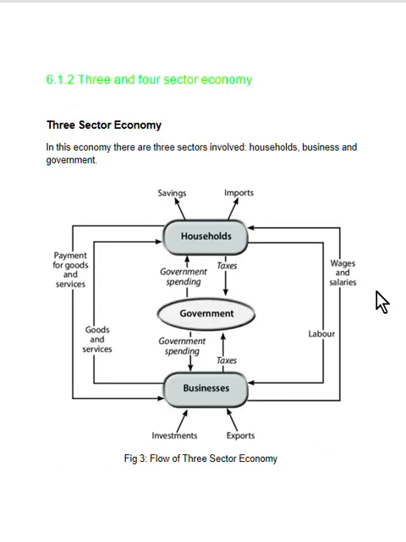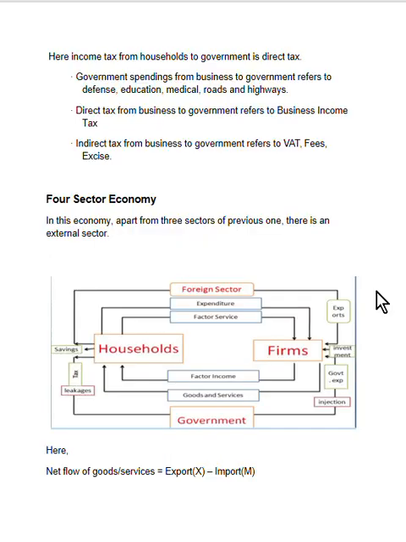Then the three sector economy. In the three sector economy there comes another sector, and that is government, one of the most important sectors. Then there is the four sector economy. In this economy, apart from the sectors of the previous one, there is an external sector, also called the foreign sector, and export, import, or net export occurs here.